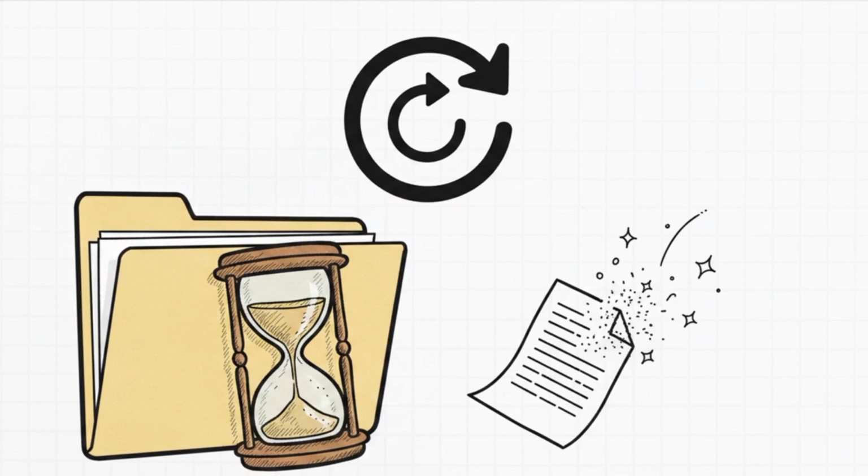Rounding out this section is /temp, which, as you might have guessed, is for temporary data. Running applications create files in here on the fly as they work. But here is the absolutely crucial takeaway. Many Linux systems automatically wipe this directory completely clean during a system reboot. So whatever you do, do not store any important documents or files in /temp unless you are entirely okay with them vanishing into thin air the very next time you restart your machine.